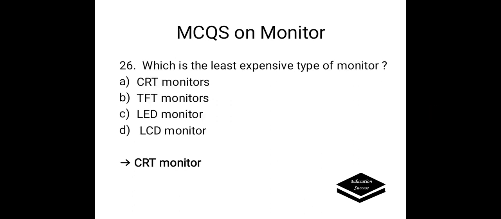Which is the least expensive type of monitor? Options are A. CRT monitor, B. TFT monitors, C. LED monitors, D. LCD monitors. Correct answer is CRT monitors. These monitors are the least expensive type of monitors.